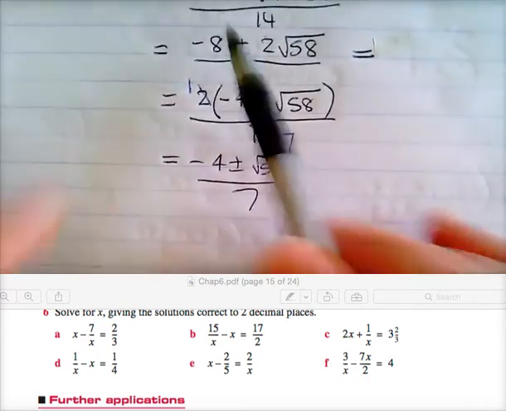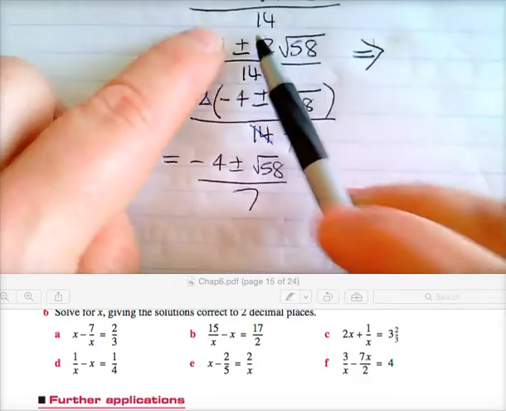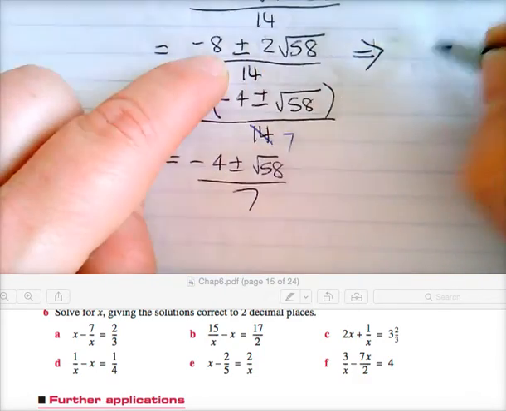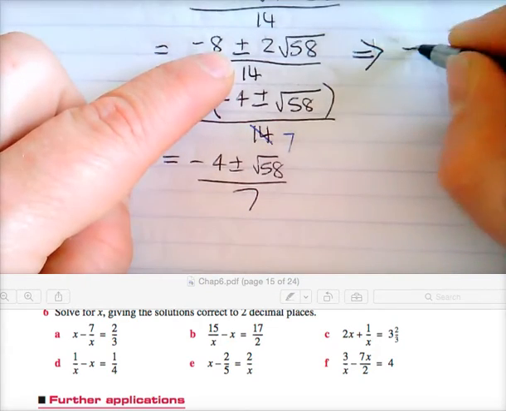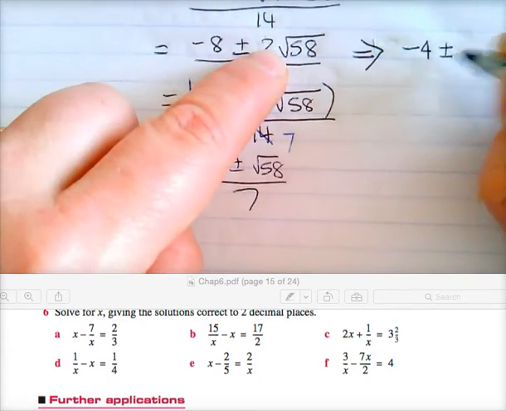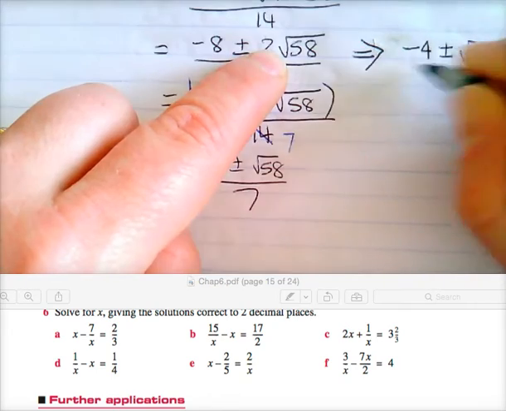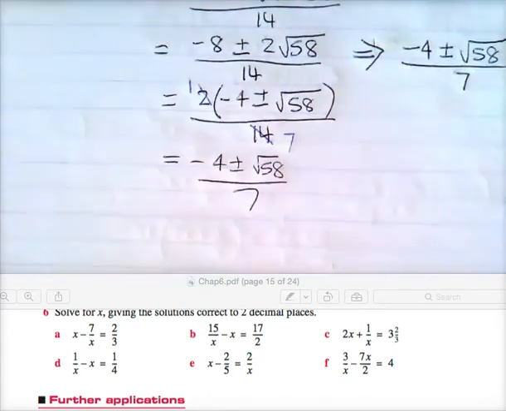So the other way is to come across here and go, that's even, that's even, that's even. Divide this by 2, because I'm dividing the numerator and the denominator by 2. Divide that by 2, I get -4. Divide this by 2, I lose the 2. 2 divided by 2 is 1. Divide that by 2 and I get 7.